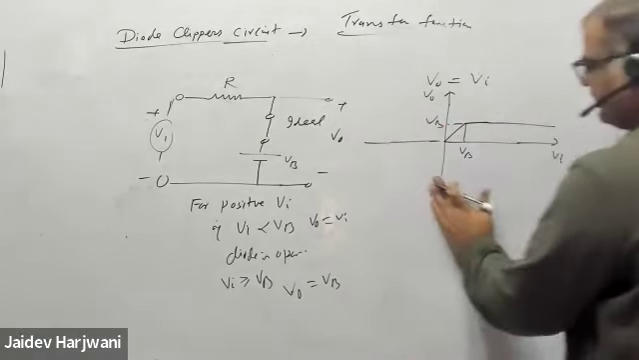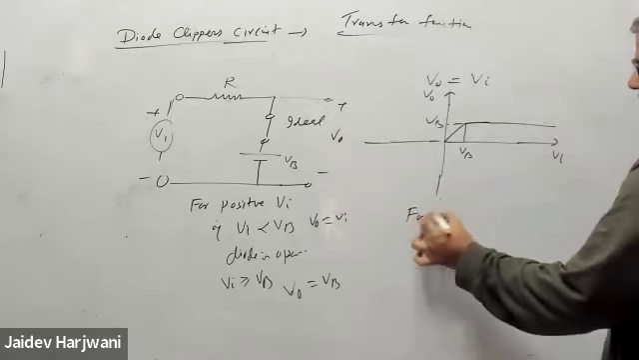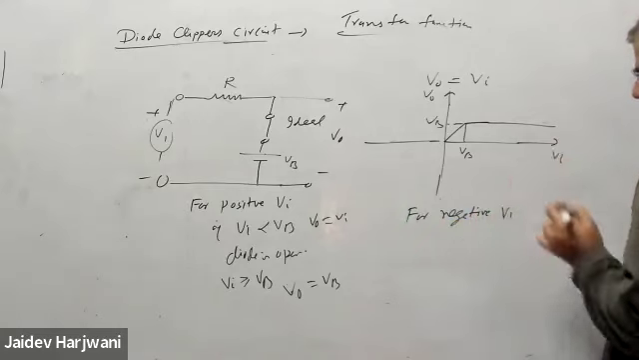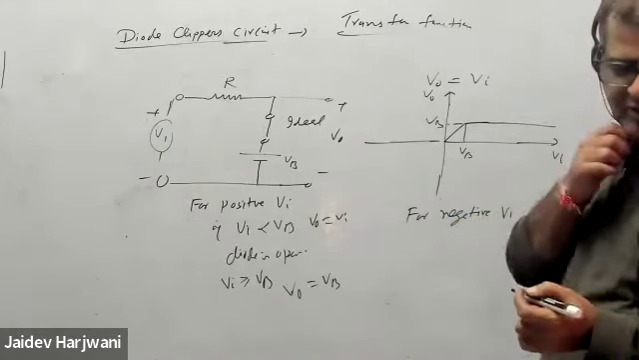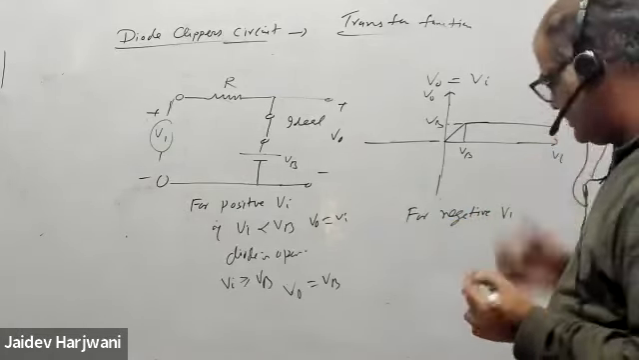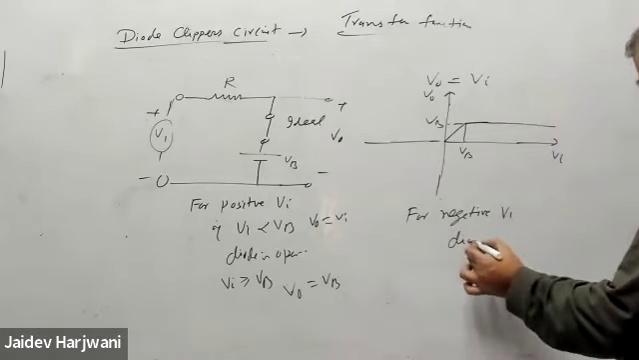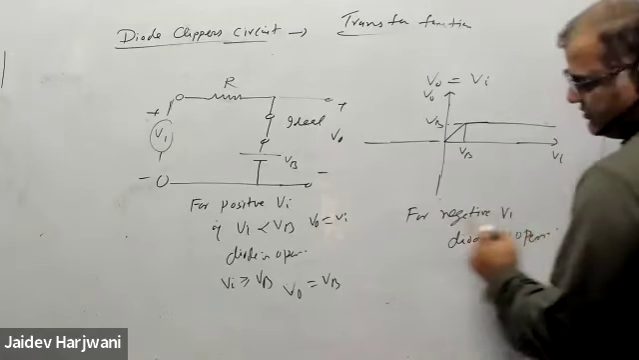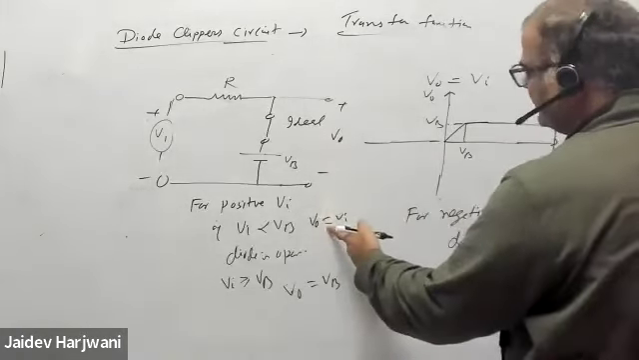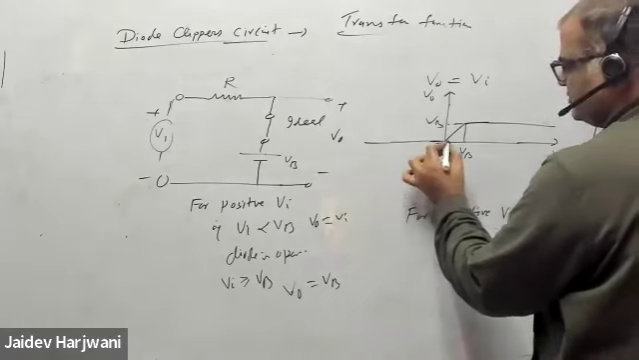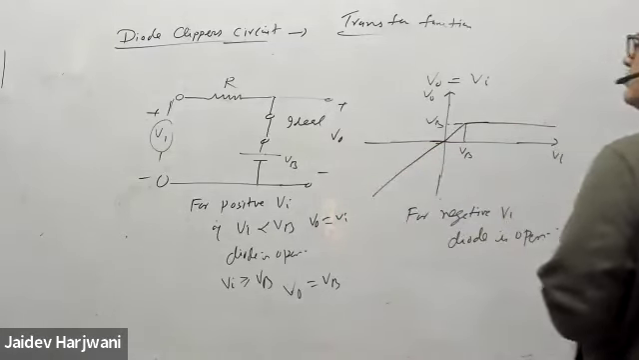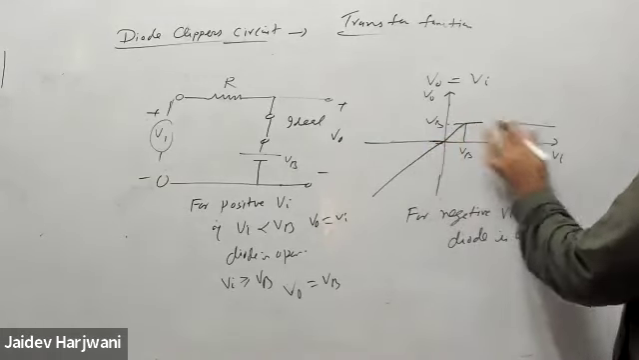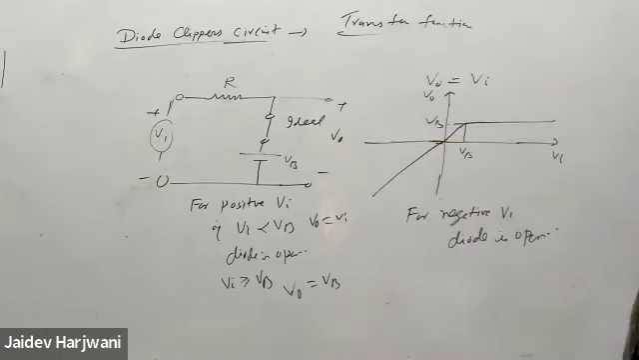And negative, what will happen for negative? Tell me. For negative V input, diode is open or closed? Open. Diode is open. That means which case will come? First case will come. V output equals V input. Like this.